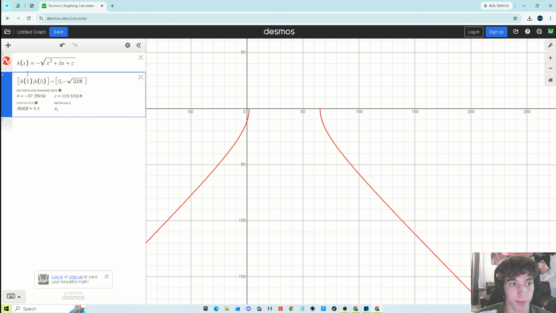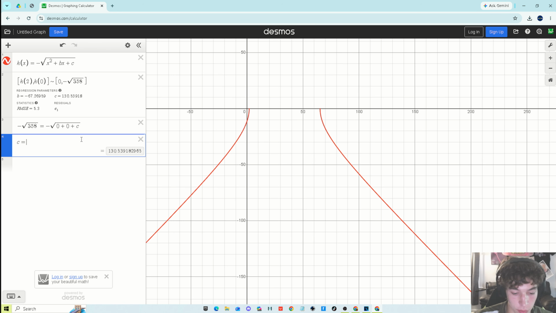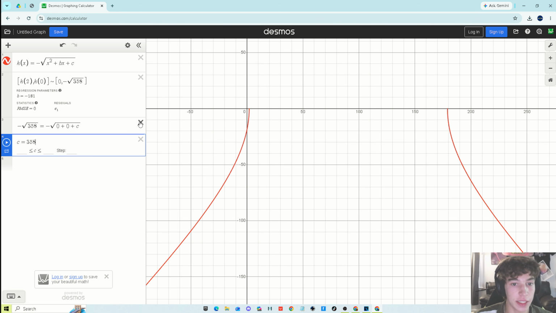So let's plug this in. If y is negative root 358, then x is 0. So it would equal negative square root of 0 plus 0 plus c. In other words, negative square root of c equals negative square root of 358, so c equals 358. So that's a key detail we need to notice.